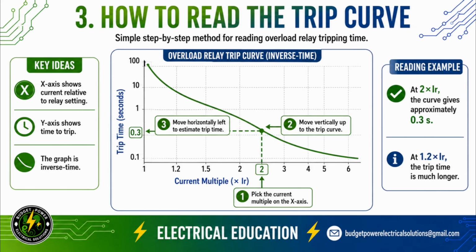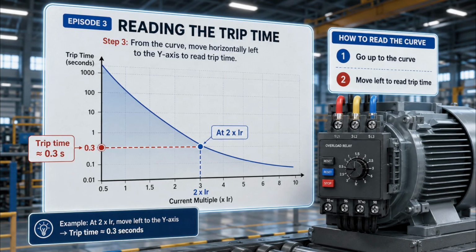For example, at around 2 times IR, this example curve gives a trip time of approximately 0.3 seconds. But at only around 1.2 times IR, the trip time is much longer. So the method is simple: choose the current multiple, go up to the curve, then move left to find the trip time. Once you understand this, reading overload relay curves becomes much easier.